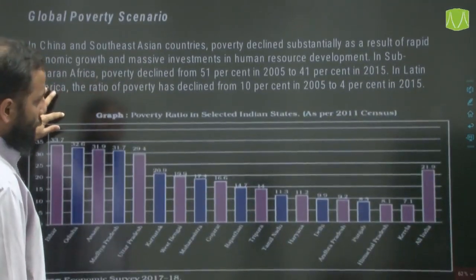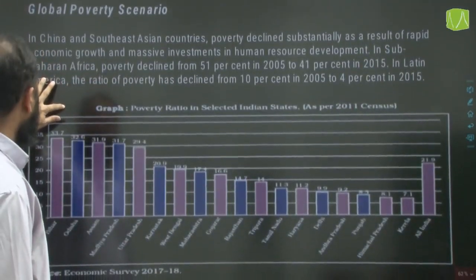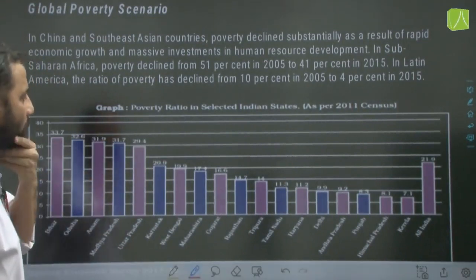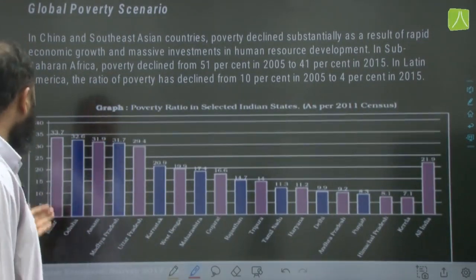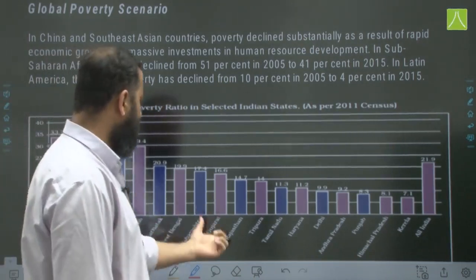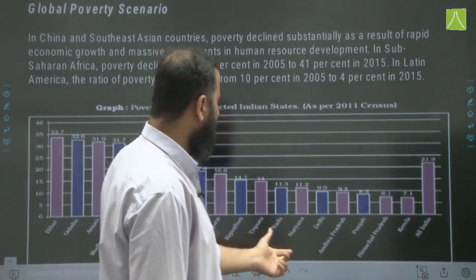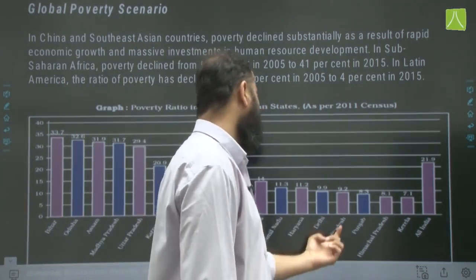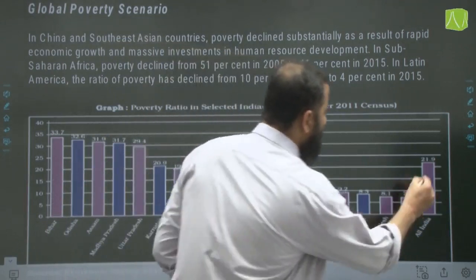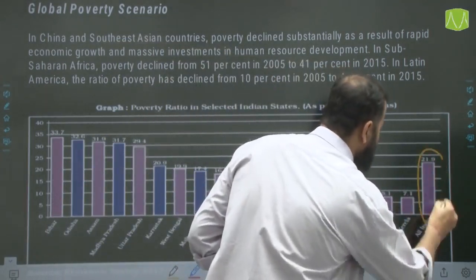Now, the next topic is our global poverty scenario, and below you can see the graph for the different states. All right. Bihar, Odisha, Assam, Madhya Pradesh, Uttar Pradesh, Karnataka, West Bengal, Maharashtra, Gujarat, Rajasthan, Tripura, Tamil Nadu, Haryana, Delhi, that is UT, Andhra, then Punjab, Himachal, Kerala, and all India is 21.9 as it is shown here.